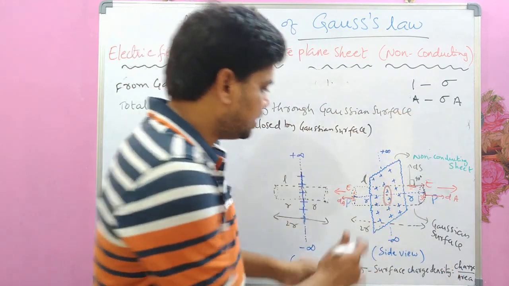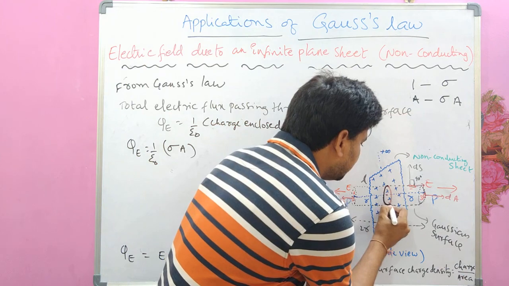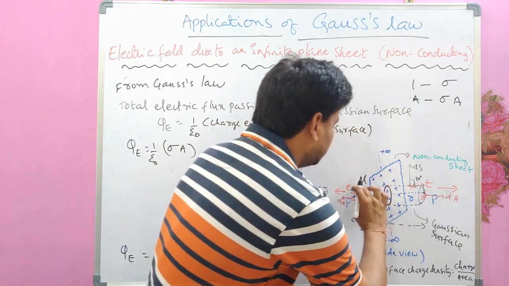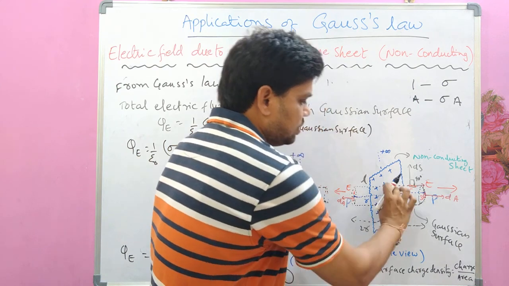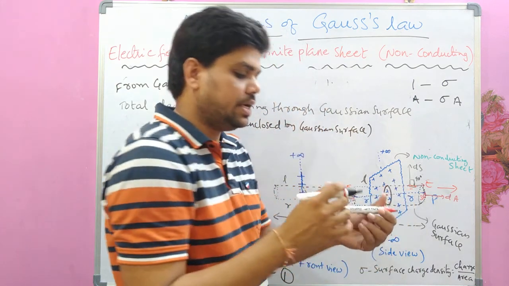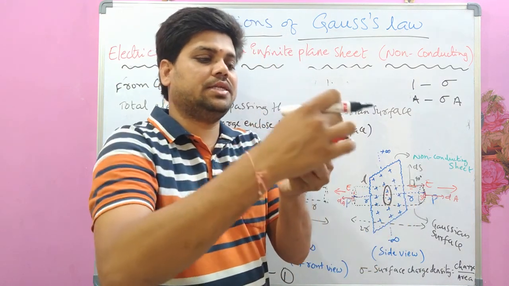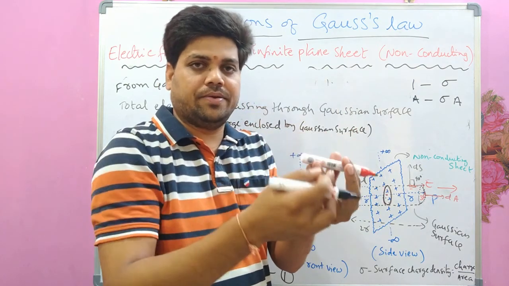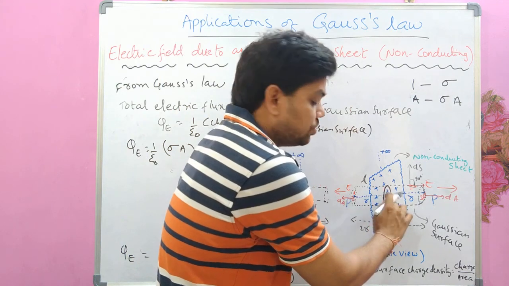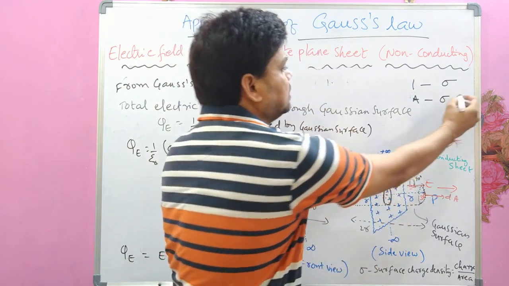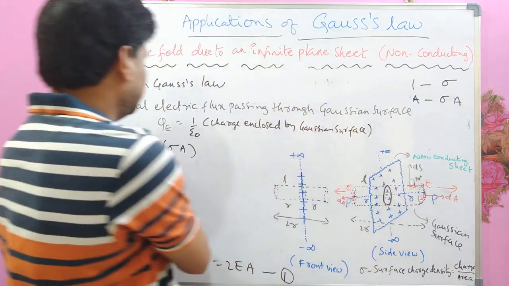What is this area? This area is A, right? See, this is A, this is A, so this should be A. It is a cylindrical shape, so this side is A and the middle one is also A. So in area A, how much is the charge? Sigma A. That is how it is written.